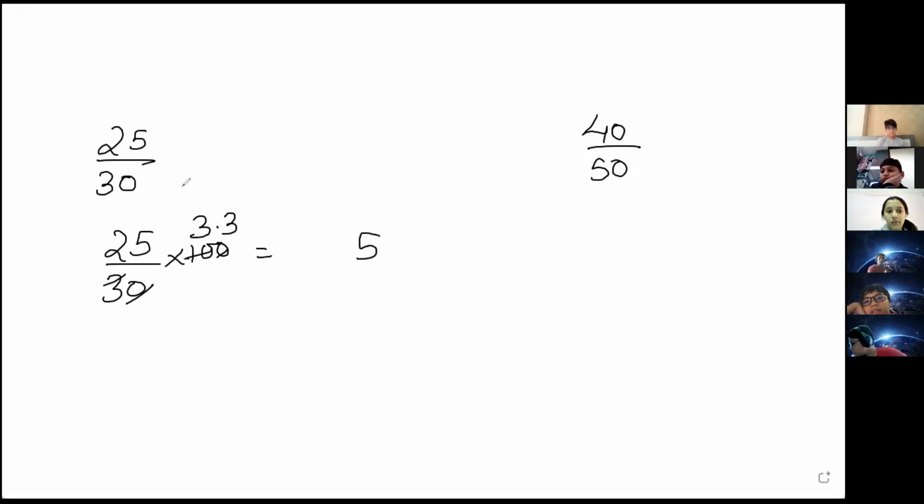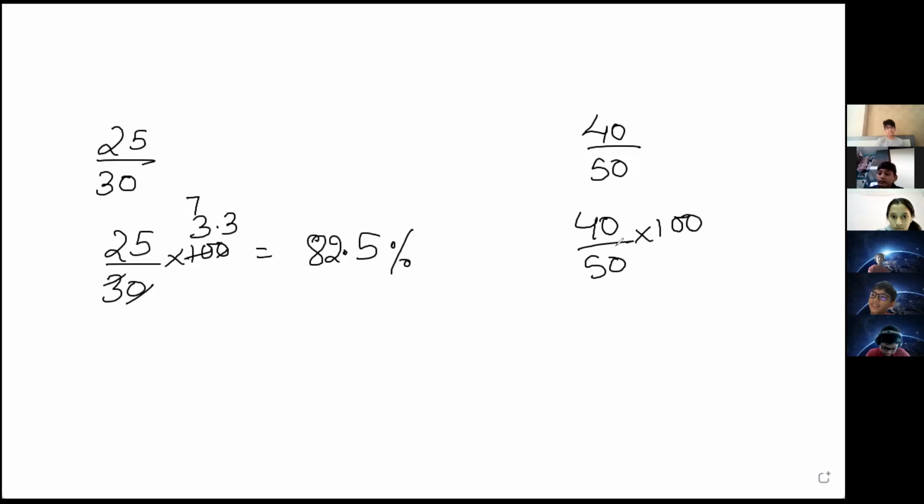25 3s are 75, carry 7. 25 3s are again 75 plus 7 is 82. Ibrahim did better. Yes, ma'am, because 40 out of 50 is 10 marks less, and this I got 5 marks less. This way you cannot say. Let us see. But ma'am, the 5 answer will be the same only. So it is 80%.